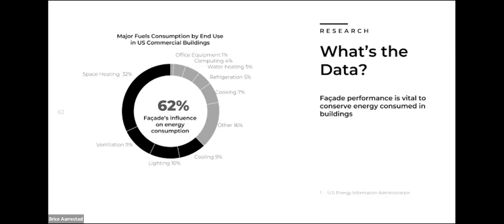62% of that pie is influenced by the facade. The facade's influence on the cooling loads, the lighting loads, ventilation, and space heating. 62% is an incredible amount of importance put on a facade for its performance. So if you're looking to conserve energy in buildings, facade performance is vital.